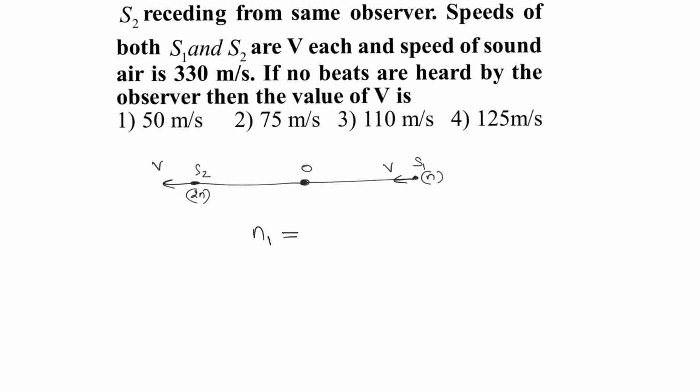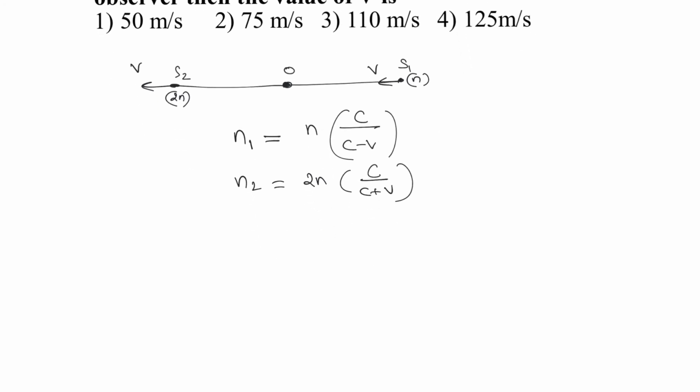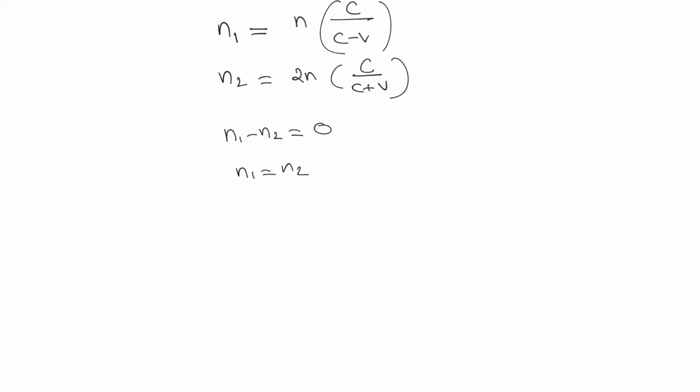So in the first case, the source is moving towards the observer, then the apparent frequency is actual frequency n into c divided by c minus v. And in the second situation, the source is moving away from the observer, so the apparent frequency is actual frequency 2n into c divided by c plus v. And as the beat frequency is equal to 0, that means n1 minus n2 is equal to 0, or you can write n1 is equal to n2.